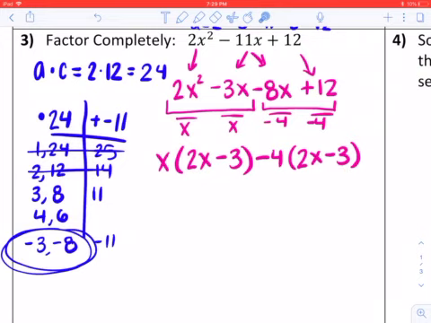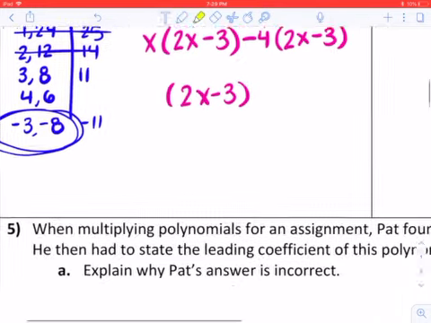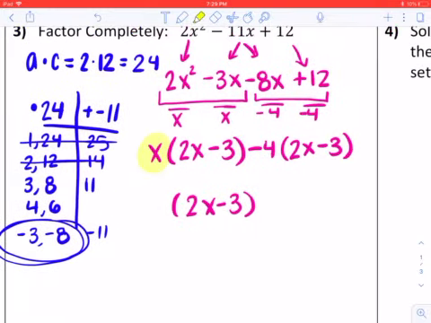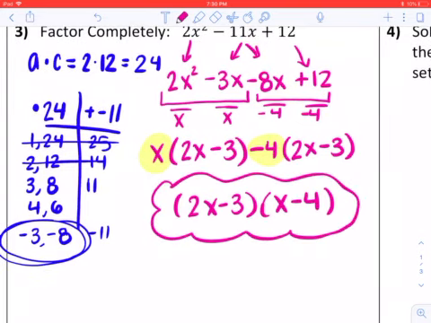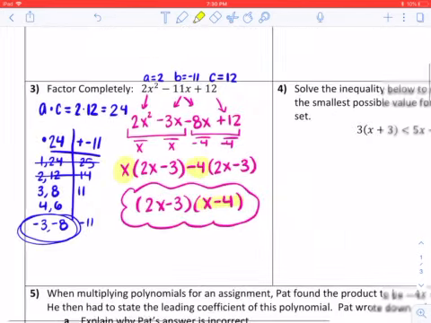I pull the 2x minus 3 out. And then I take what was left over, and that is my other factor. And that's our answer. So 2x minus 3 times x minus 4.